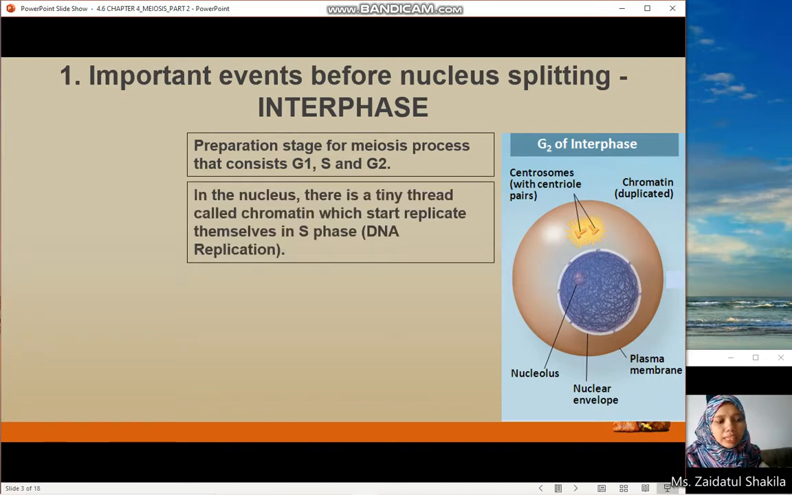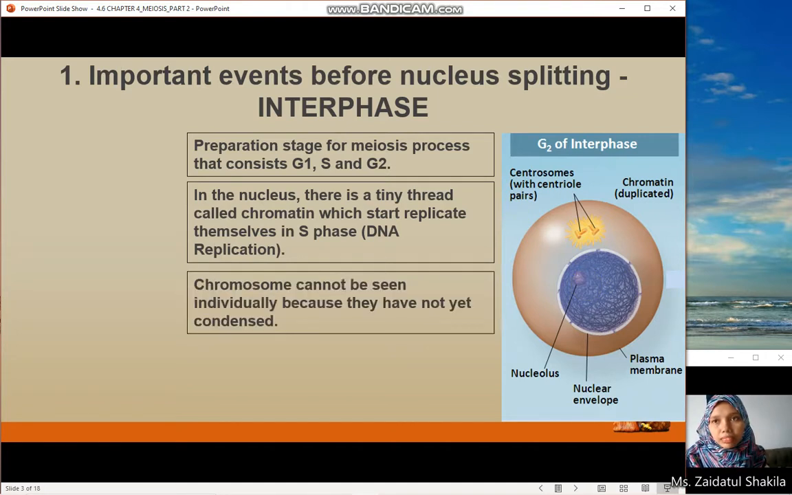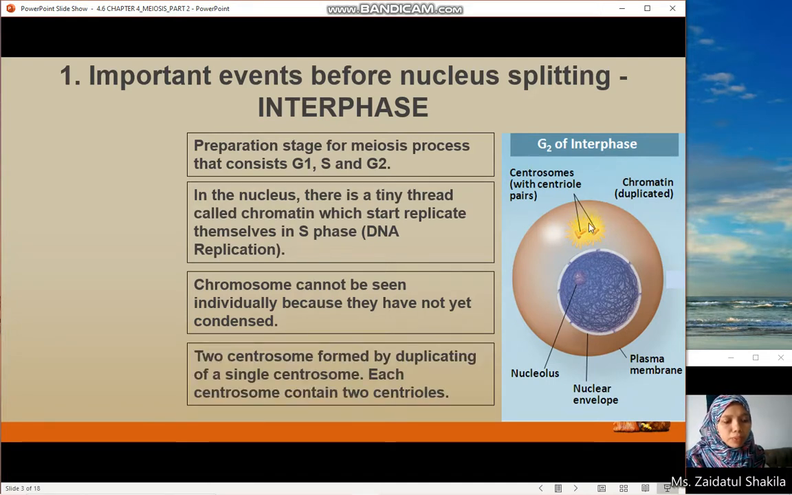The chromatin in the nucleus will start to replicate themselves in the S phase, a process known as DNA replication, but the chromosomes cannot be seen individually because they have not yet condensed. The two centrosomes are formed by duplication of a single centrosome. Each centrosome contains two centrioles.